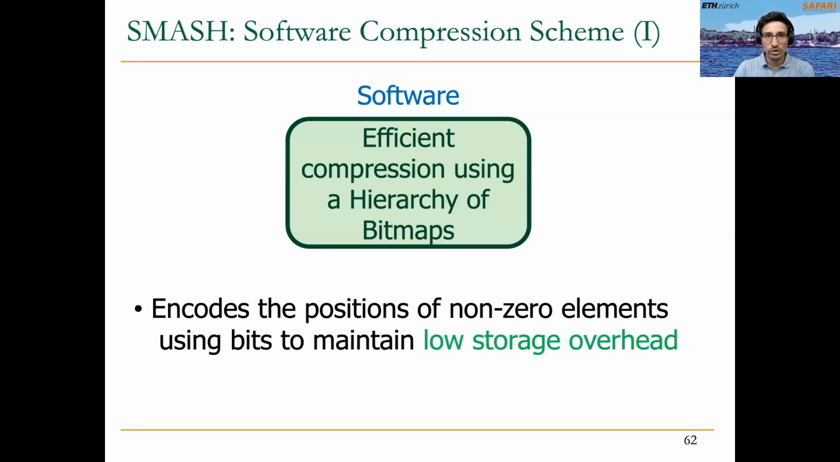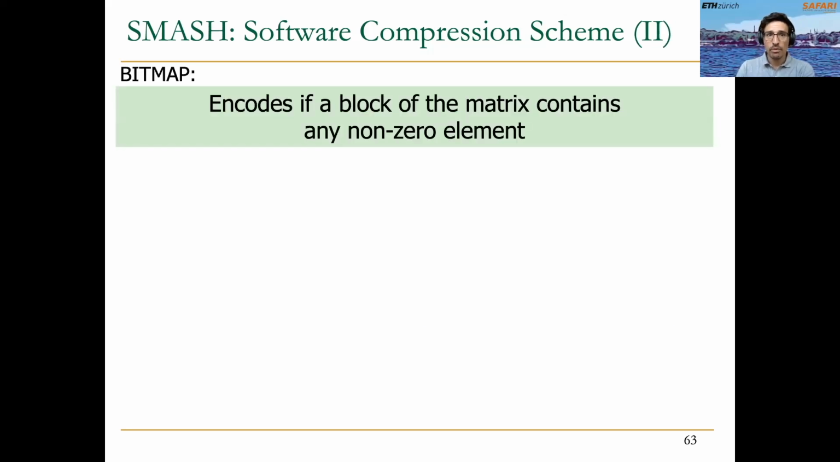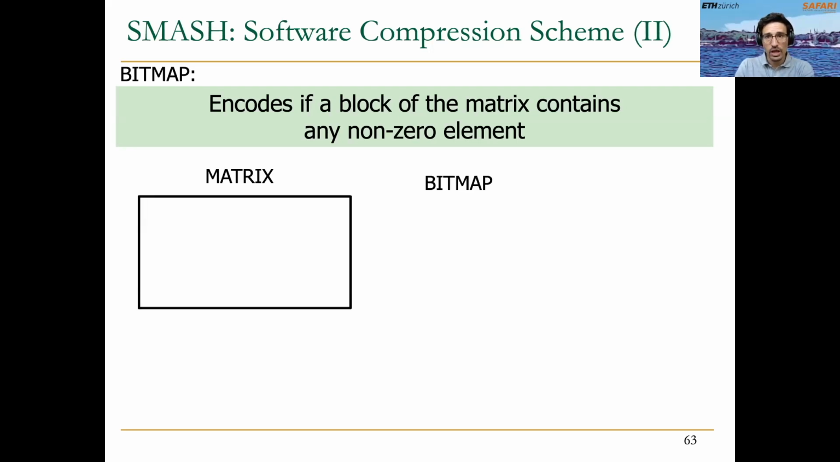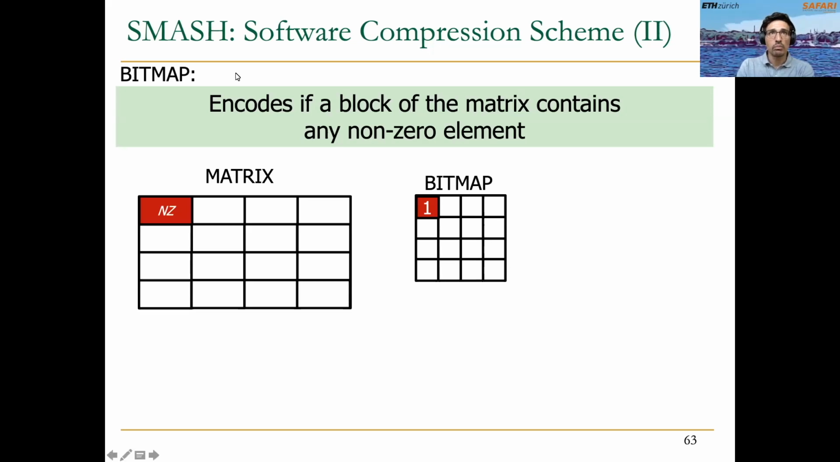The proposed compression scheme encodes the positions of non-zero elements using bits to maintain low storage overhead. In this bitmap, we are going to encode a block of the matrix that contains at least one non-zero element. If this is our matrix on the left, and these are blocks of a certain number of elements, if there is one non-zero element in this block here, we will mark the corresponding bit of the bitmap as 1. We do the same for the remaining blocks where we don't have non-zero elements. The bitmap will contain a 0.